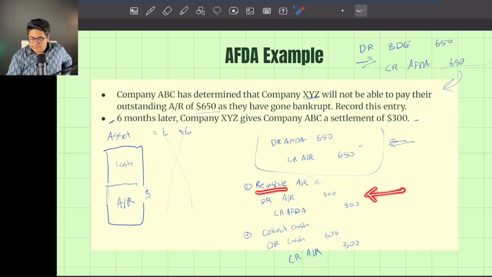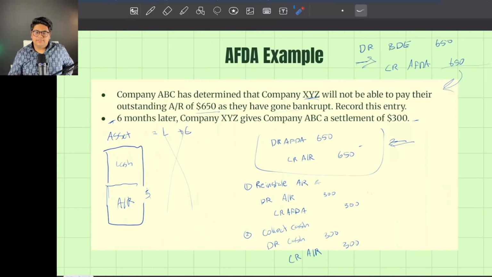We are reinstating some of the value. So in order to do that, we're going to do the reverse of the wipeout to just reinstate some of the value, and it's going to be for whatever amount they give us. In this case, it's 300. And then lastly, we reinstated that value. Now we just actually got to collect that value, which is just like your cash entry.